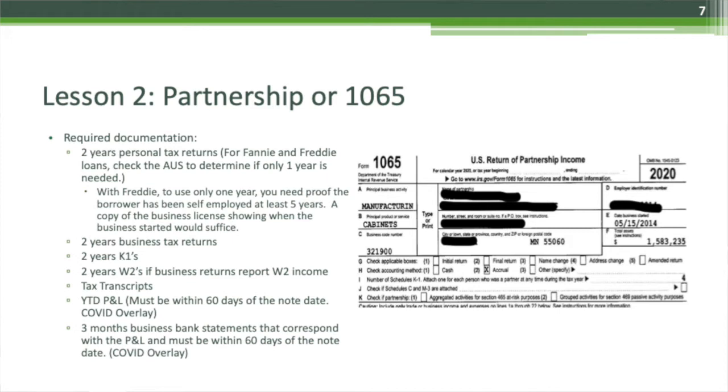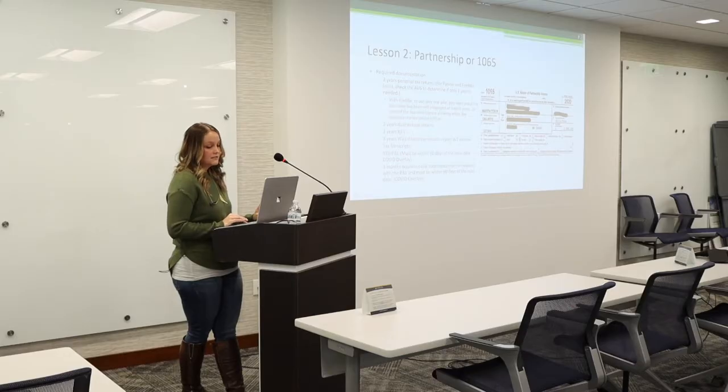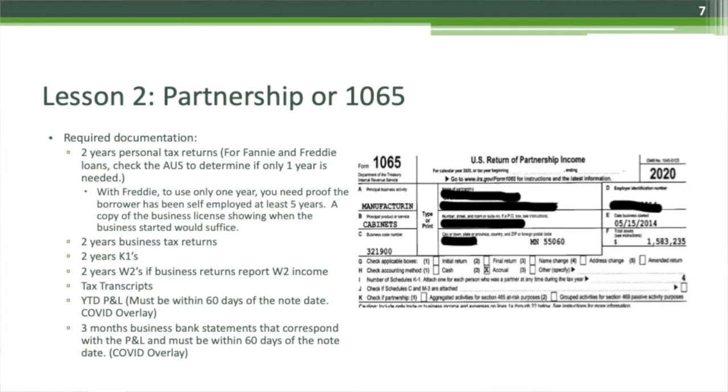So again, if you're doing Fannie and it says you can do 1 year, then all of this would only be 1 year. With Freddie, if they have proof of 5 years being self-employed, then you can do 1 year. And what's great with partnership and 1120S is the tax return tells you when the business started right here. So I go off of this when determining for Freddie if they've been in business for 5 years. If this date is 5 years old, then there's nothing else that I would need to prove that they've been in business for 5 years. And then the same with the P&L, 3 months business bank statements have to be within 60 days of the note date.